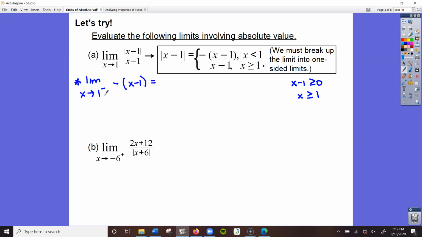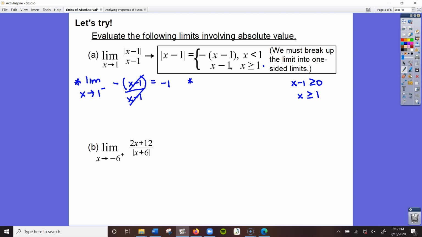And now I'm going to go ahead and plug in that 1. Oh, sorry, over x minus 1. My bad, the rest of the function. So when you look at this here, we can see that the x minus 1's cancel, and I'm left with this negative. So the limit as x is approaching 1 from the left is negative 1.